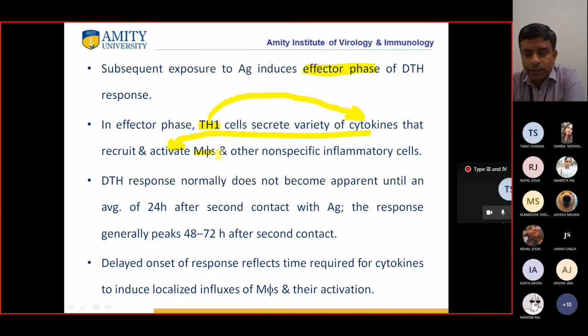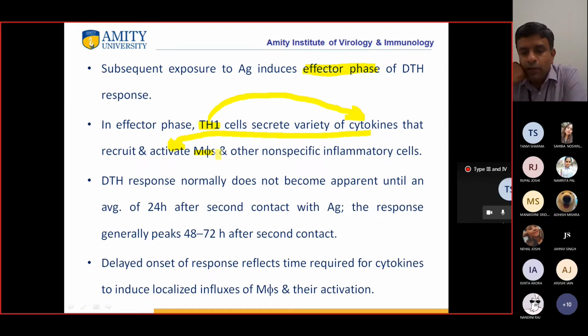So as I said, 24 घंटे तक कुछ नहीं होता, बट 24 घंटे में ये सब चीजें अंदर चल रही होती हैं आफ्टर सेकेंड कॉन्टैक्ट विद एंटीजन. Okay, so problem is not the first encounter with the antigen, the problem is the second encounter with the antigen. So the response generally peaks 48 to 72 hours after the second contact. Okay, so delayed onset of response, so you can say it is taking almost 24 hours and maybe more than that. So 24 से 72 घंटे तक you can expect a reaction.